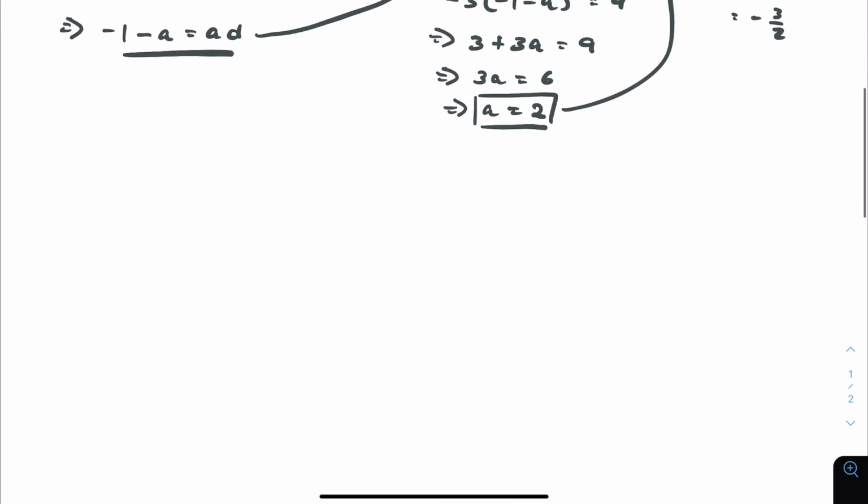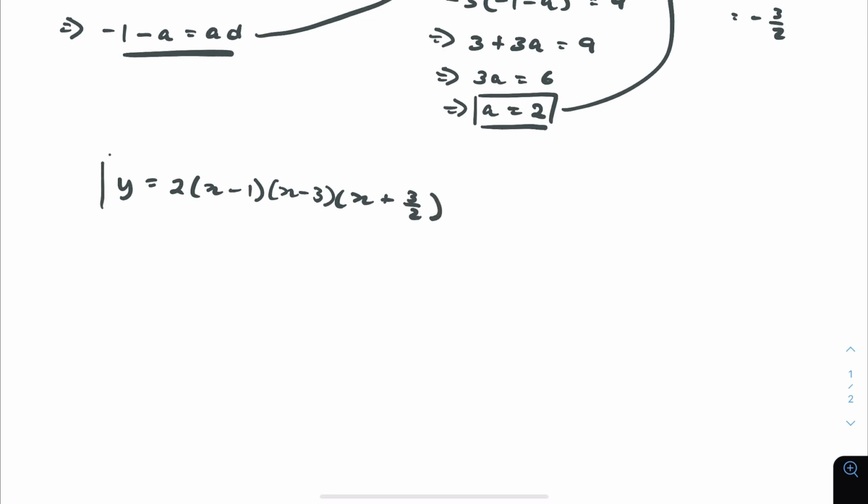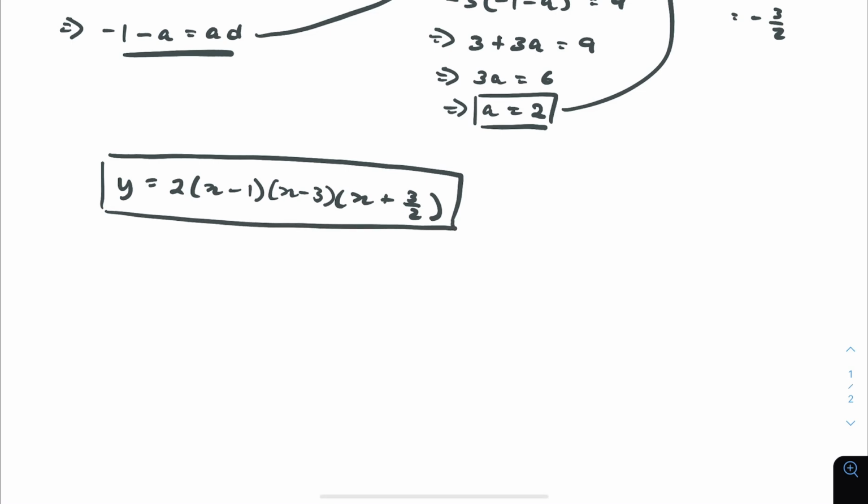So we can write the equation out using what we know as y is equal to 2 times the two roots that we know, and then times the final root. We can leave it in factored form because it's still writing the equation down. And that's our final answer. That's the equation.